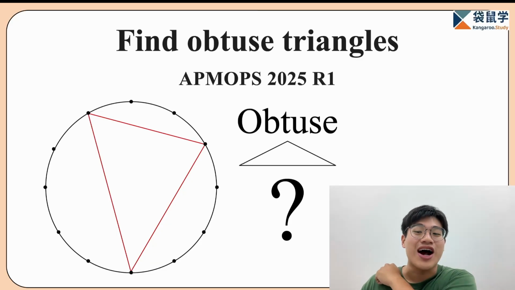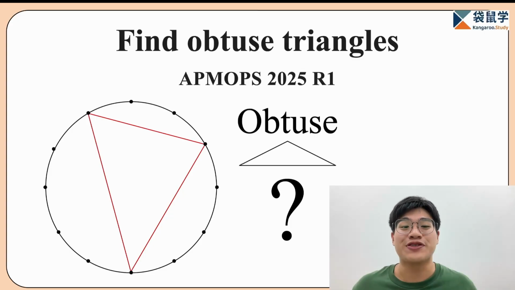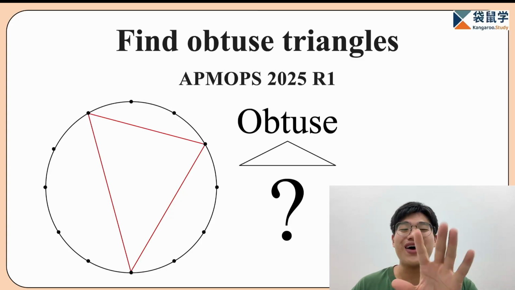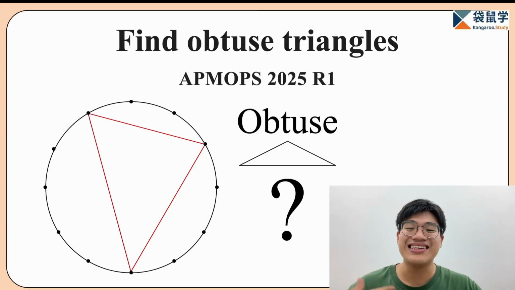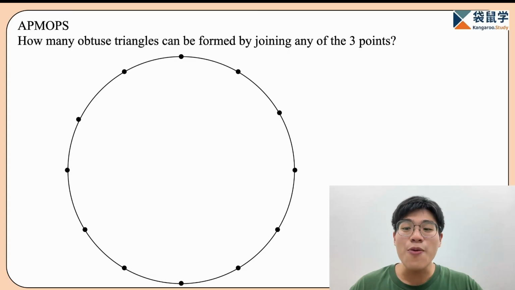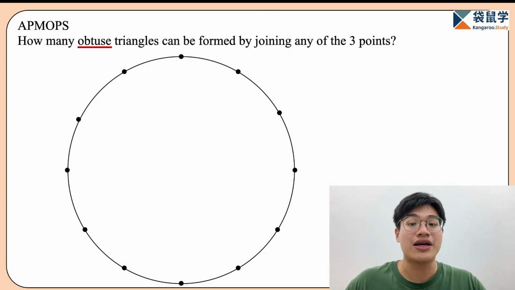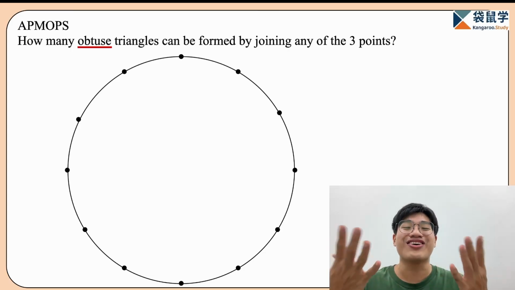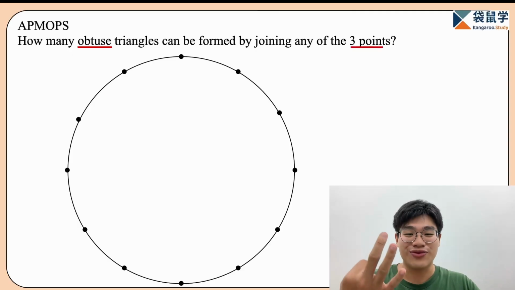Today, let's do a question about finding obtuse triangles. And this question is from APMOPS 2025 round 1. Now let's see the question together. How many obtuse triangles can be formed by joining any of the 3 points?